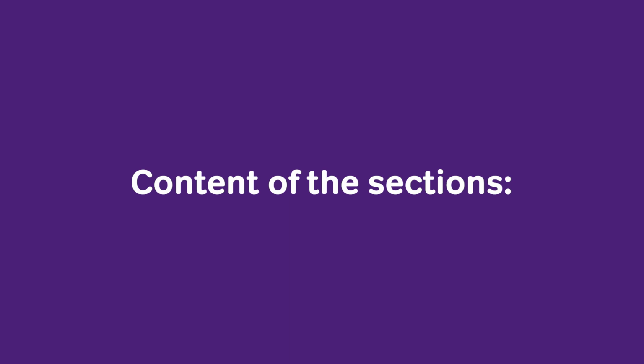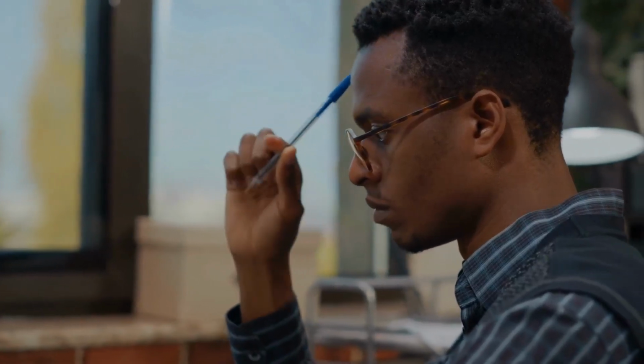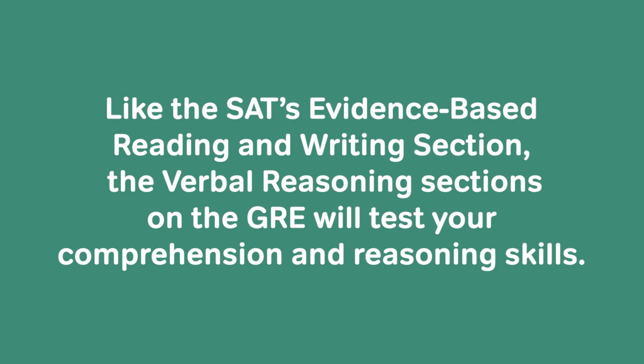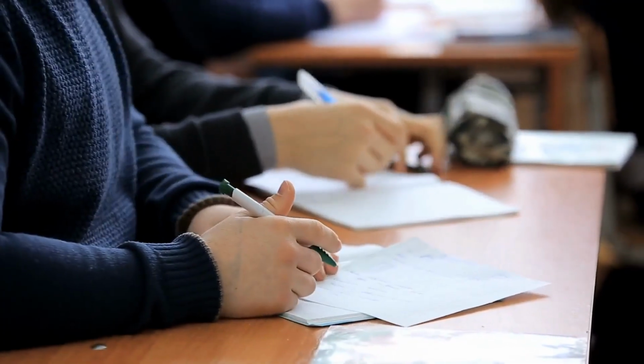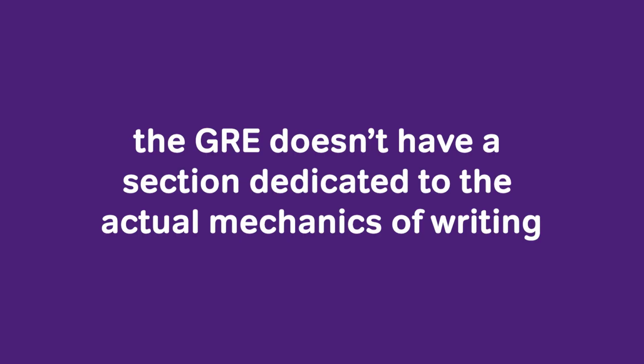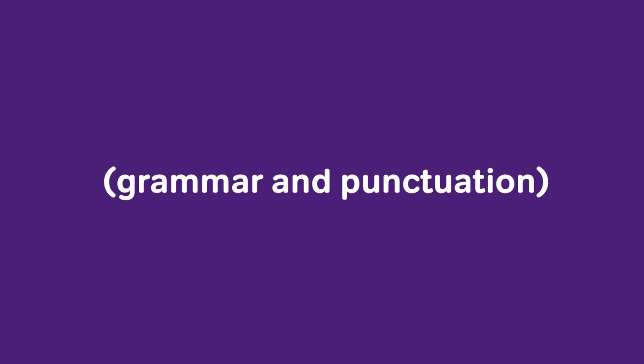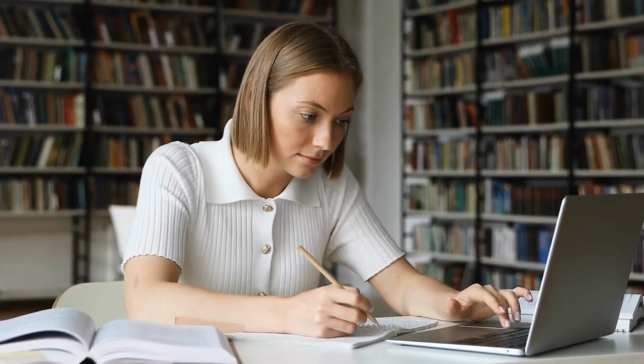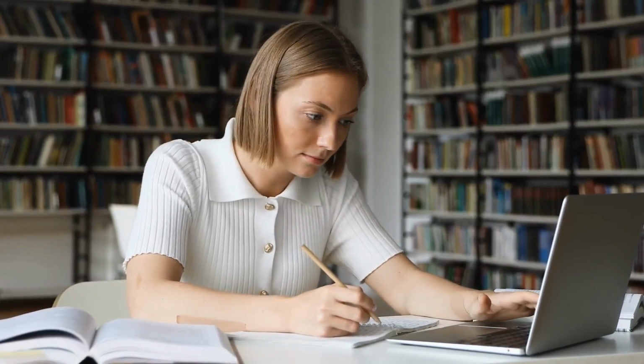Content of the sections. In comparison to the SAT, the GRE will have some familiar, albeit often more difficult questions. Like the SAT's evidence-based reading and writing section, the verbal reasoning sections on the GRE will test your comprehension and reasoning skills. However, unlike the SAT, the GRE doesn't have a section dedicated to the actual mechanics of writing. Example, grammar and punctuation. Instead, the GRE tests your ability to establish a coherent, logical argument.